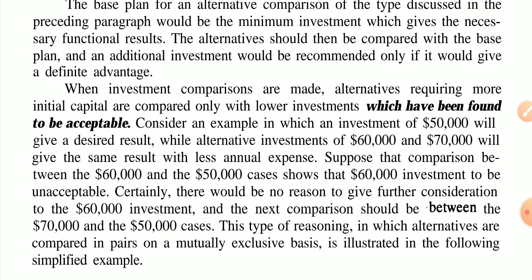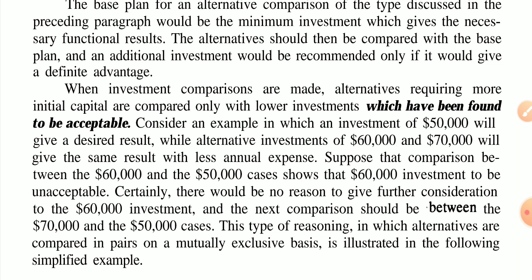Okay, when investment comparisons are made, alternative investments requiring more initial capital are compared only with lower investments which have been found to be acceptable. Consider an example in which an investment of 50,000 will give a desired result, while the alternative investments of 60,000 and 70,000 will give the same result with less annual expenses.